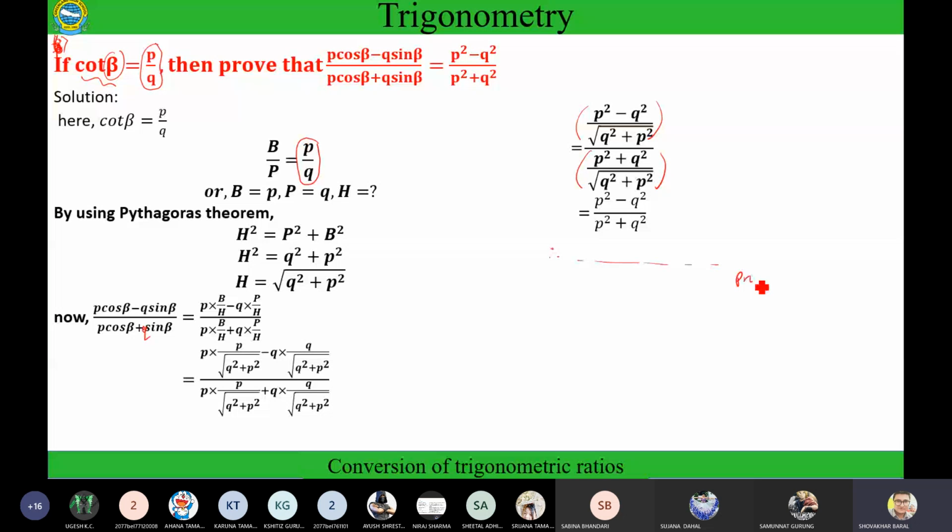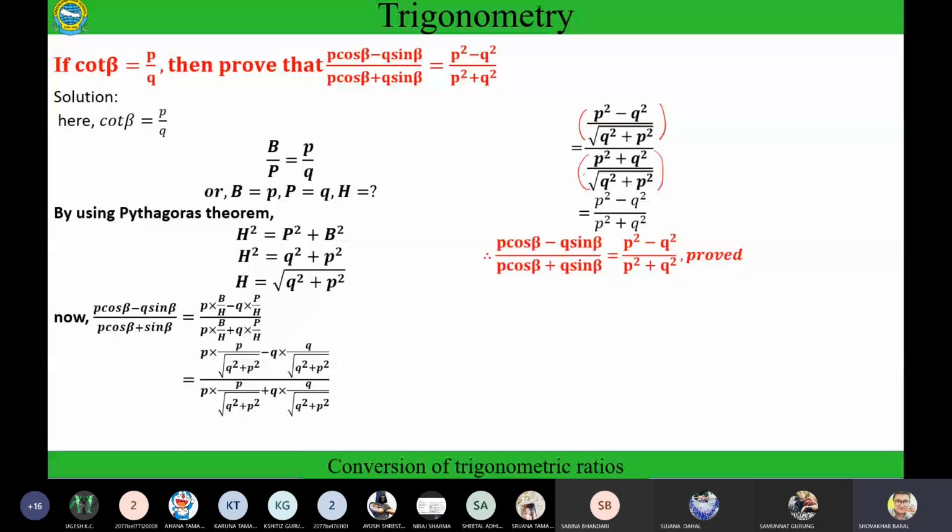Maybe it is there in the slide. Let me see your slide. Okay, it is written. So therefore (p cos beta minus q sin beta) by (p cos beta plus q sin beta) is equal to p square minus q square by p square plus q square. Okay, so this is the last question.